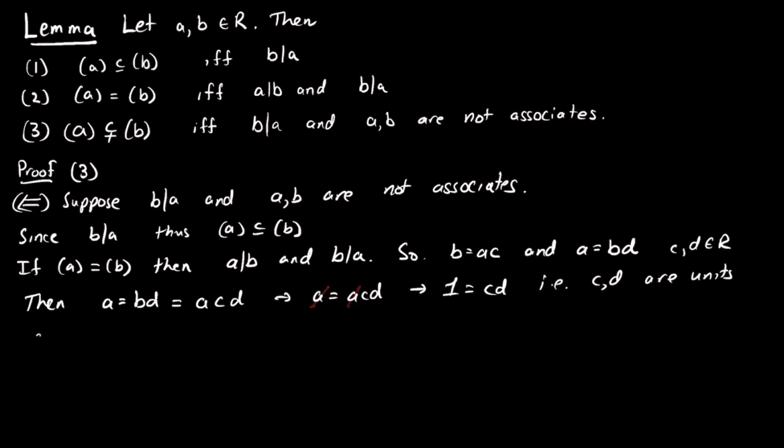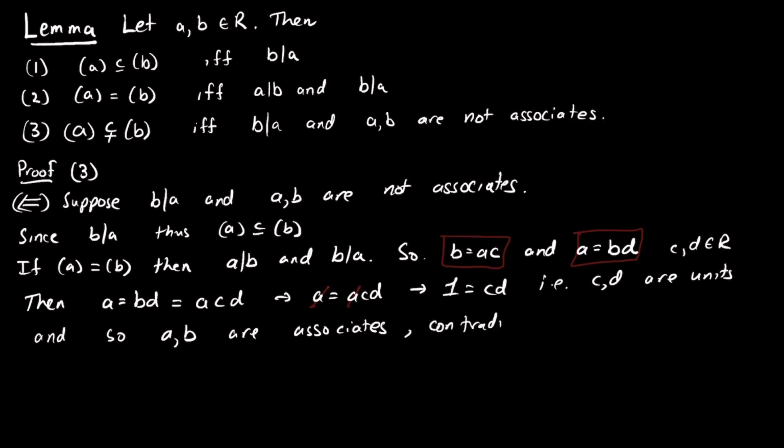And so, if I look up here, if C and D are units, this tells me that A and B are associates. But what's the problem? We're assuming that A and B are not associates, so this is a contradiction. So I can say, hence, the ideal generated by A is not equal to the ideal generated by B, and so the ideal generated by A is properly contained in the ideal generated by B. So that proves my first lemma.